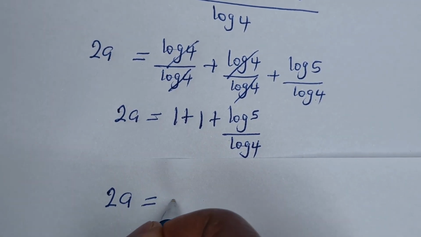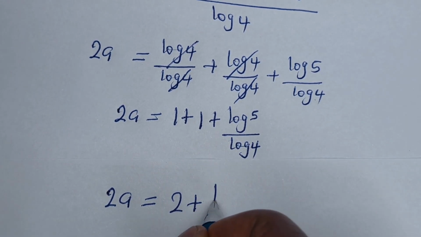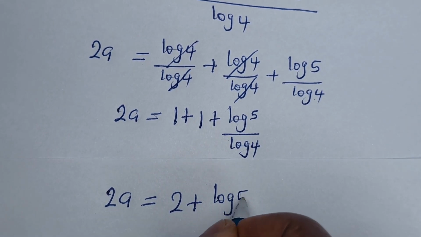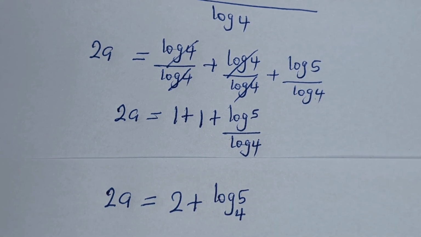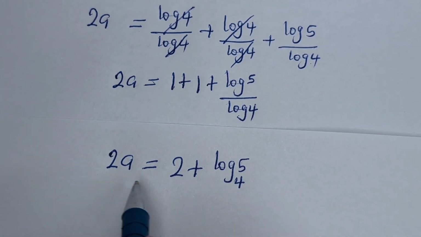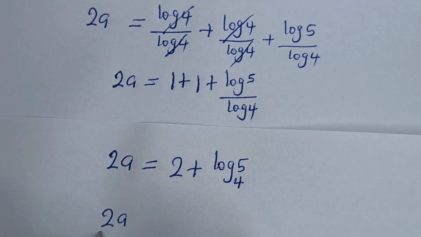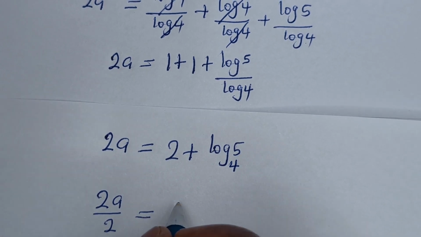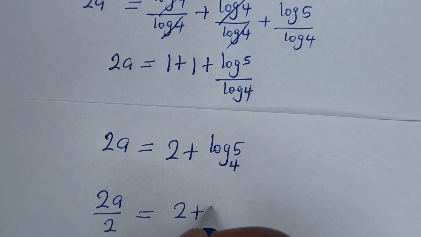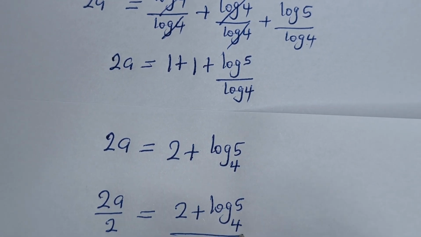2a is equal to 2 plus the whole of this can be written as log 5 base 4. But we are looking for the value of a. We need to divide the whole of this equation by 2. Then here is 2a divided by 2 is equal to 2 plus log 5 base 4 divided by 2.